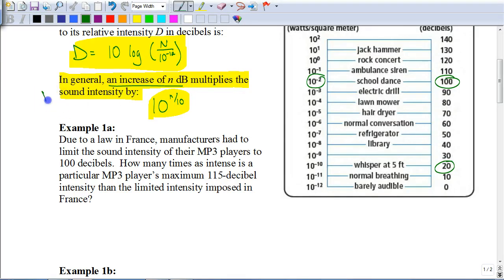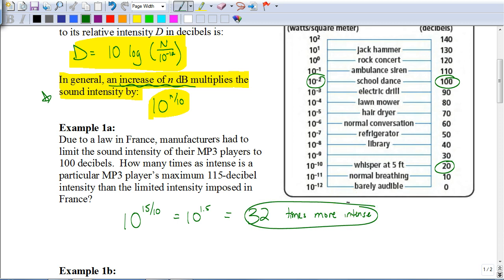So this formula here represents an increase of a certain number of decibels. So I'm going to use 10. My increase of 15 decibels is going to be my value for n. So I would do this in my calculator, take 10 to the 15 over 10, or 10 to the 1.5 power. When you do that on your calculator, you get 32 as your answer. So what that means is our answer of 32 is that 115 versus 100 decibels is really 32 times more intense.